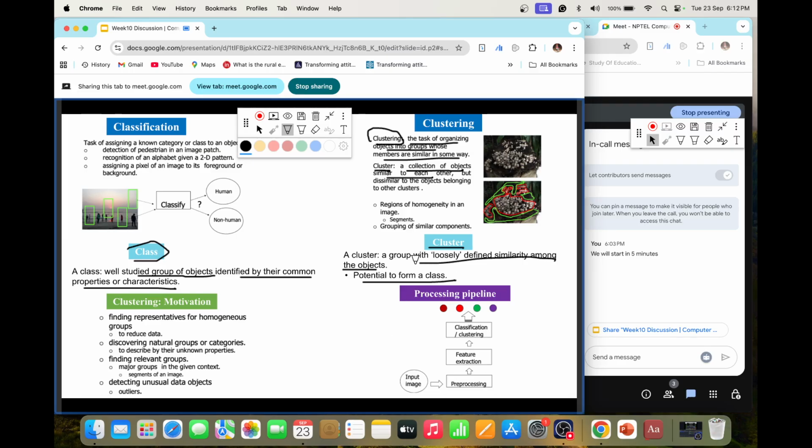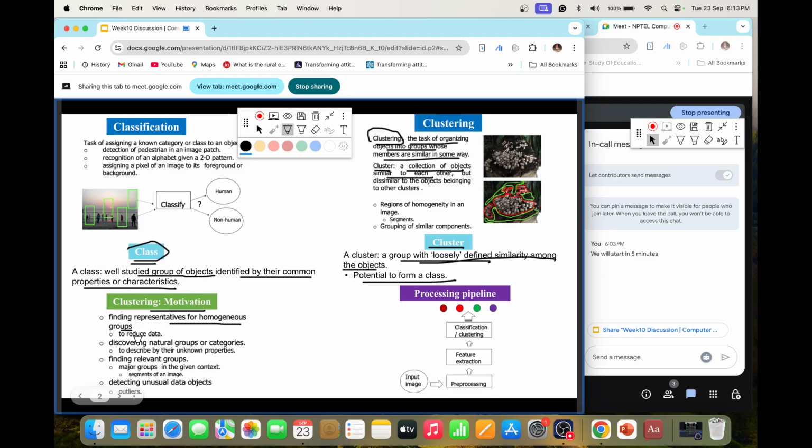Here the group is loosely defined. Now in classification the group is well defined. So that is the difference between clustering and classification. Clustering, what is the motivation? Finding representatives for a homogeneous group. So always we try to form groups based on homogeneity, like the objects which are very similar, or in a way homogeneous to each other, we generally group them.